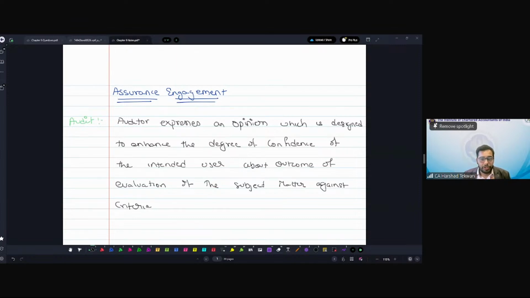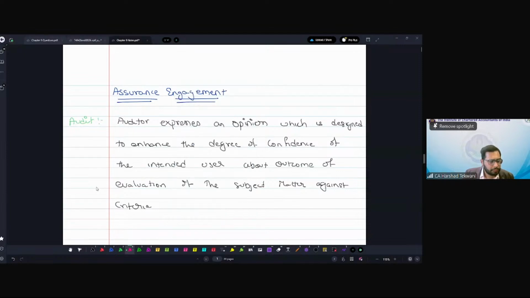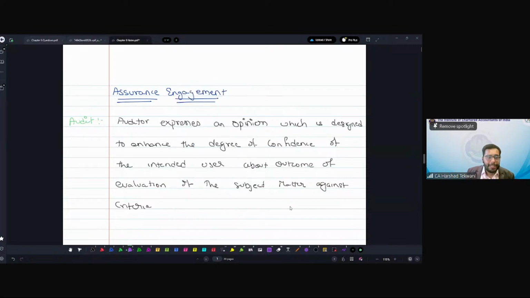Instead of issuing an assurance report, an opinion, I issue a conclusion. Instead of giving an opinion, I give a conclusion on the factual findings or on whatever engagement I am doing. Now, again, if I have to reword this, I'll write it for you. Auditor expresses an opinion. Now, there is no auditor. It will become practitioner.